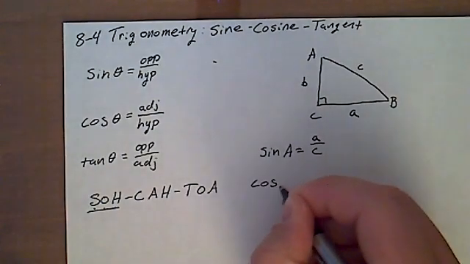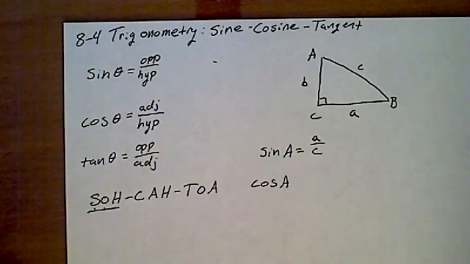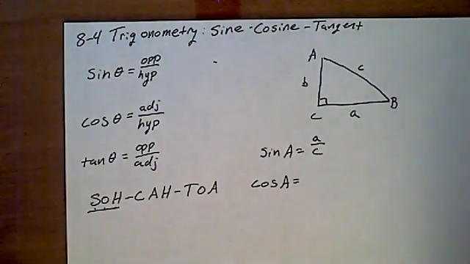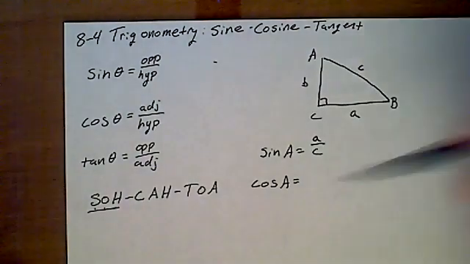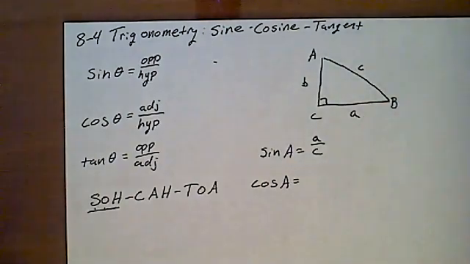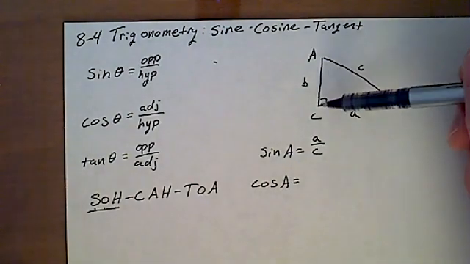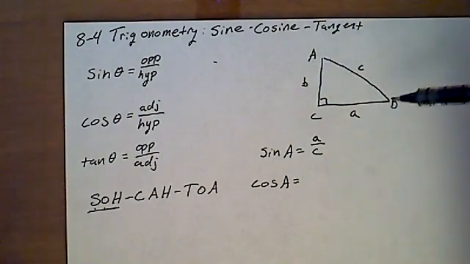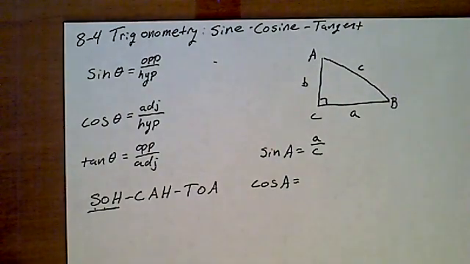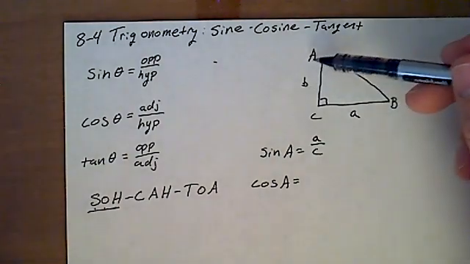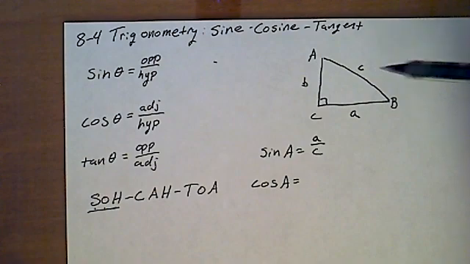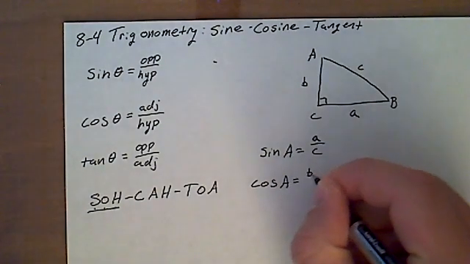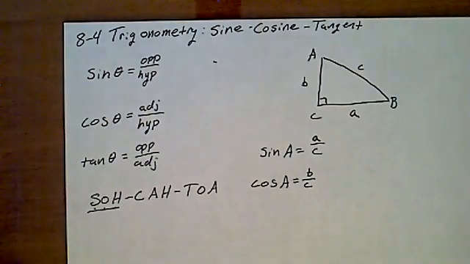The cosine of A, this is the adjacent over the hypotenuse, right? CAH, C-A-H. So the cosine of an angle is the adjacent. So which is the adjacent side? Is it B or is it C? Remember, adjacent means next to or makes it up. So B and C both make up angle A. However, C is always going to be called the hypotenuse, so we are not going to call it the adjacent. So we're going to call B the adjacent. And again, C is the hypotenuse.